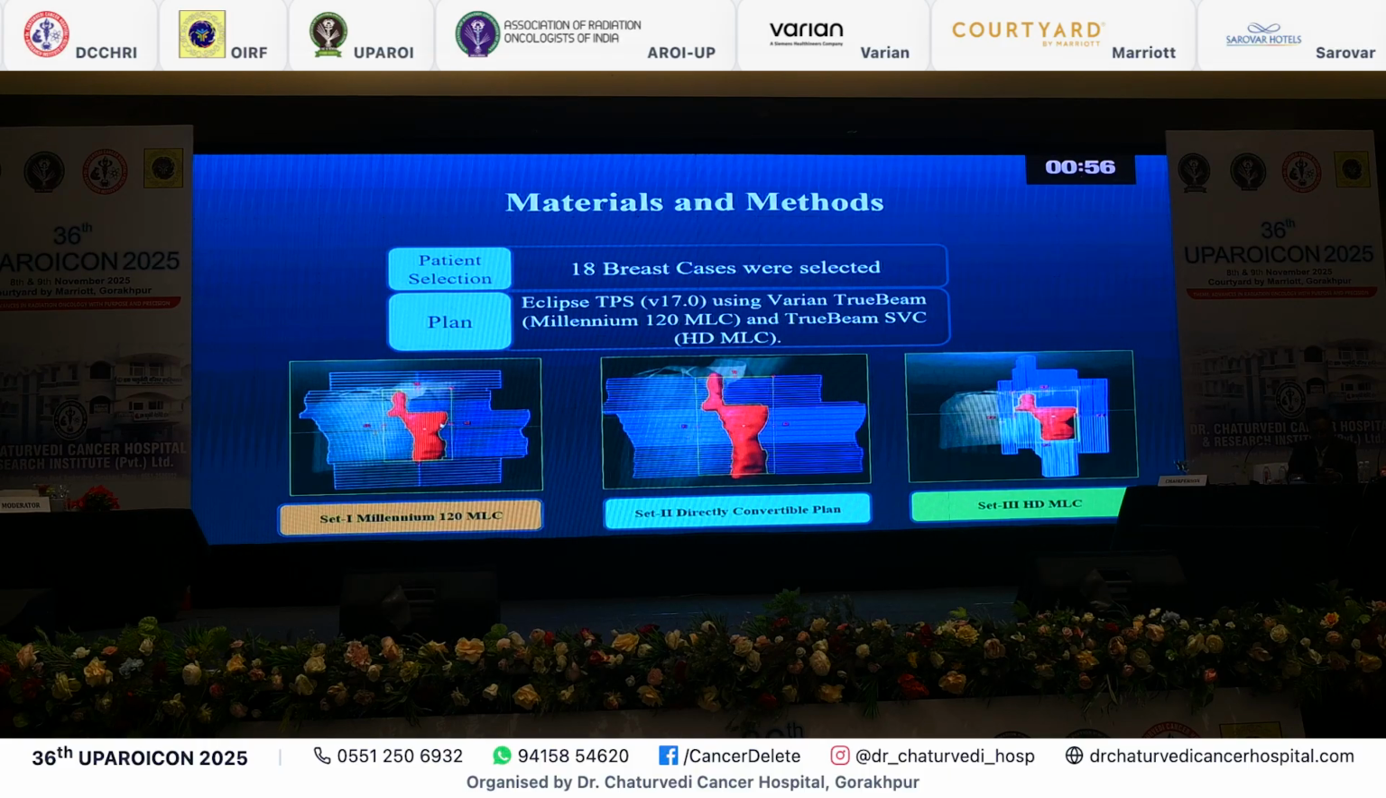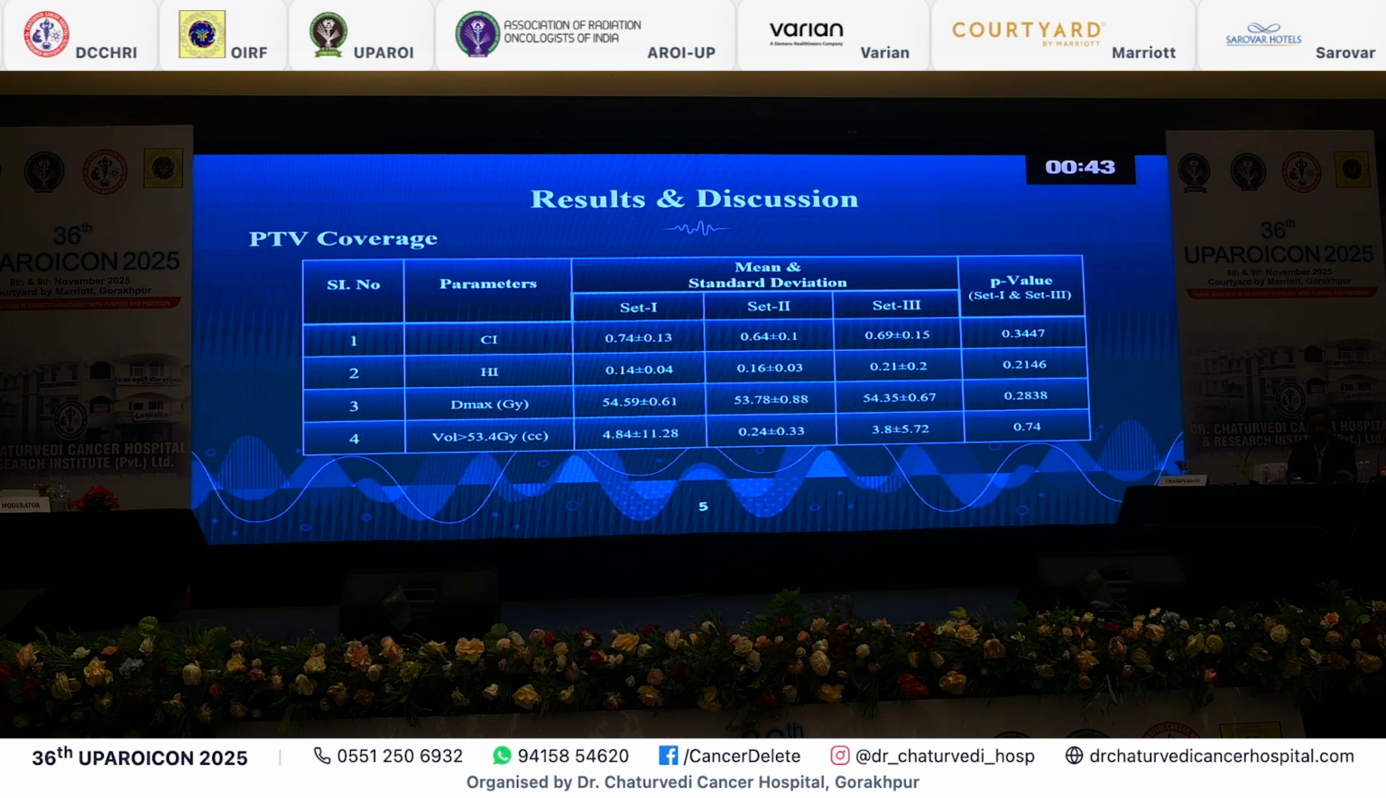All these plans were evaluated for PTV coverage, normal tissue doses, and OAR sparing. The beam parameters such as beam angles, number of beams, and all the constraints were kept identical for all these 3 sets of plans. So the results are tabulated for all the evaluation metrics. For the PTV coverage, parameters such as conformity index, homogeneity index, maximum dose received, and volume receiving greater than 53.4 Gy, that is 107% of the prescribed dose, are tabulated, and the student paired t-test was used as the statistical analysis tool here.